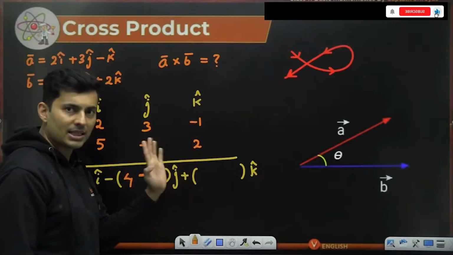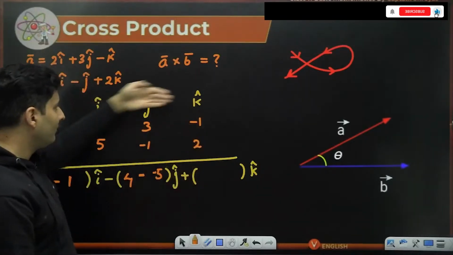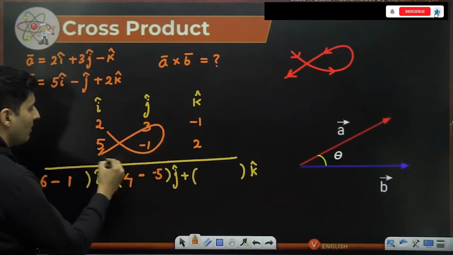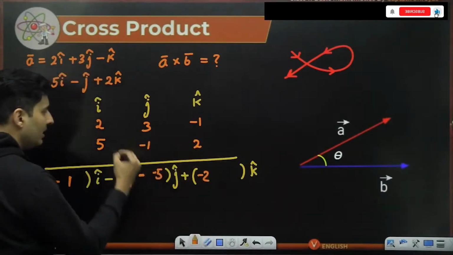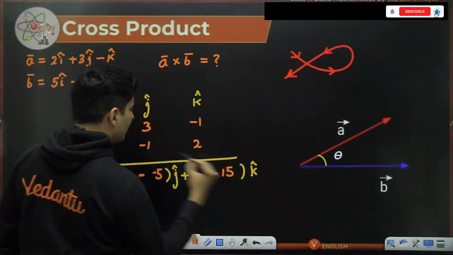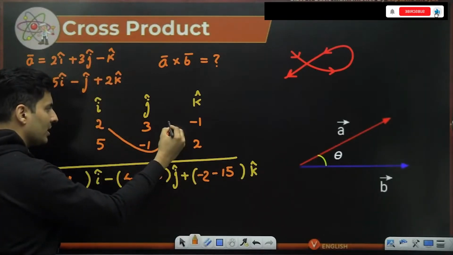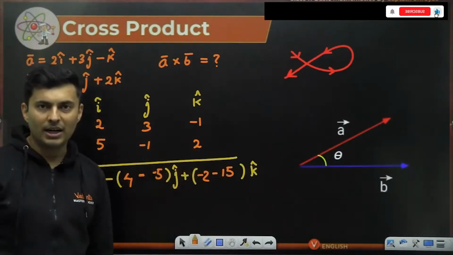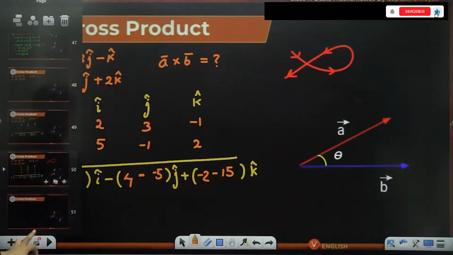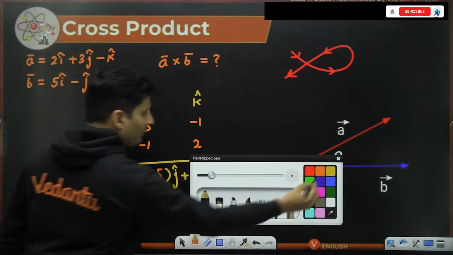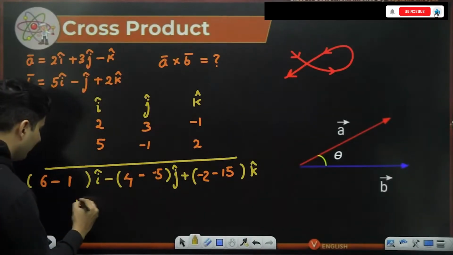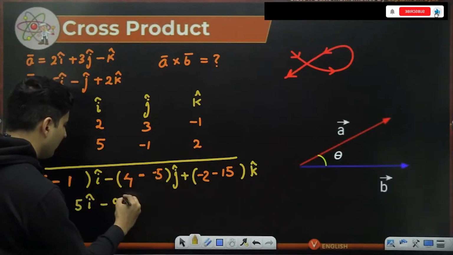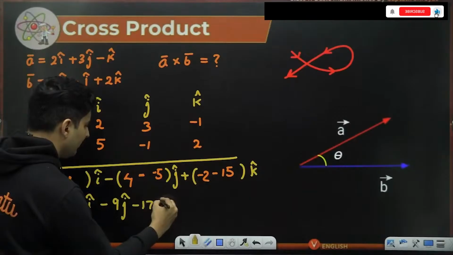For k cap, similarly, forget this column, forget this row, just concentrate on these numbers. So 2 into minus 1 is minus 2, 3 into 5 is 15, and just always subtract them. Now the next step is just solving them. What is 6 minus 1? That is nothing but 5. 4 plus 5 is 9, so minus 9 j cap, and this is minus 17 k cap.